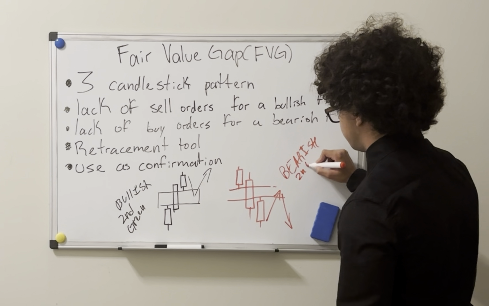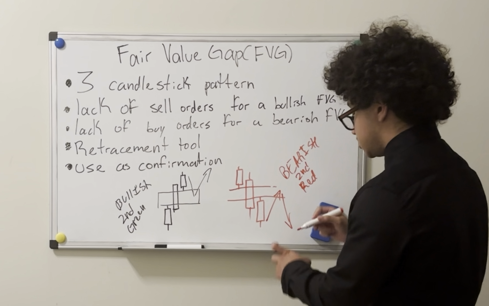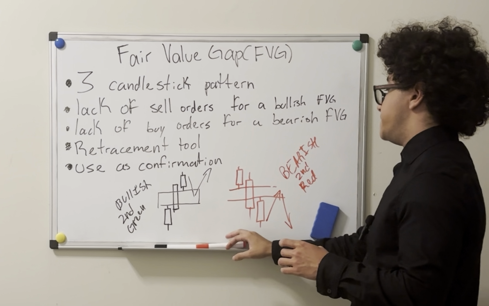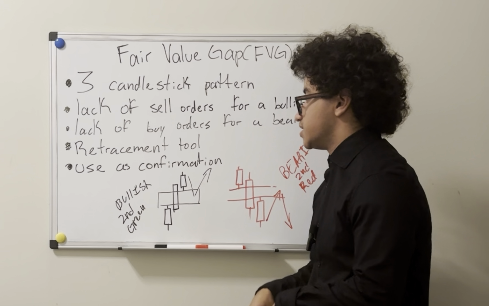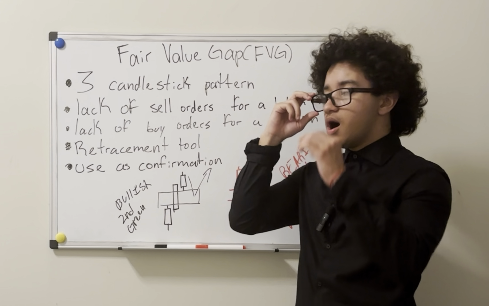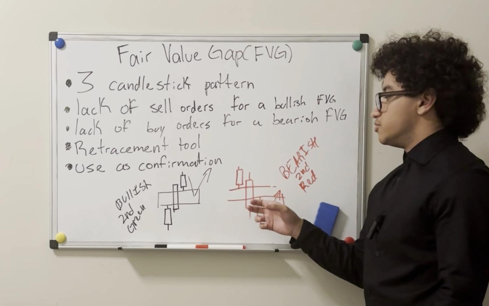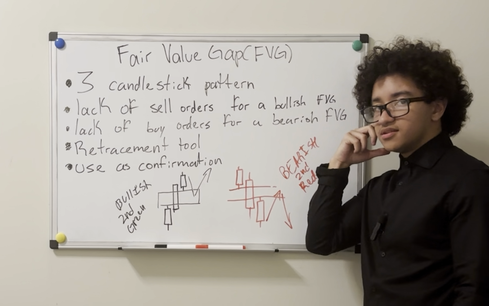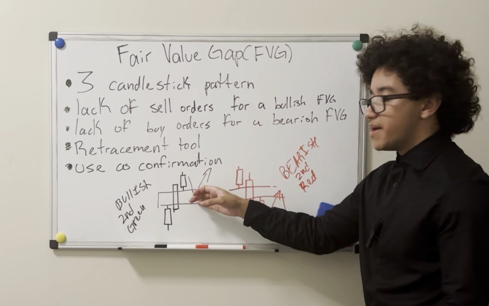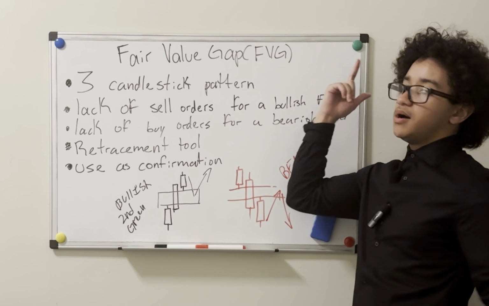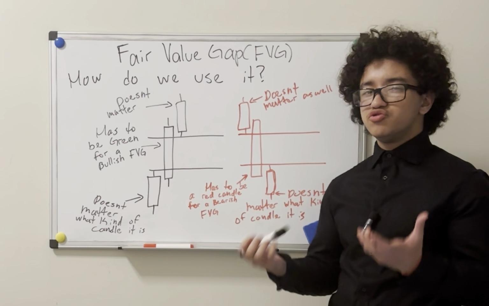And for a bearish, the second candle has to be a red candle to signify that it is a bearish fair value gap. So this is used as confirmation that the stock is going to go higher. If we see this gap, I'm going to trace it, put a box around it, and see how the price is going to go right back down to that area and then climb up even higher. All right, so how do we essentially use this fair value gap?